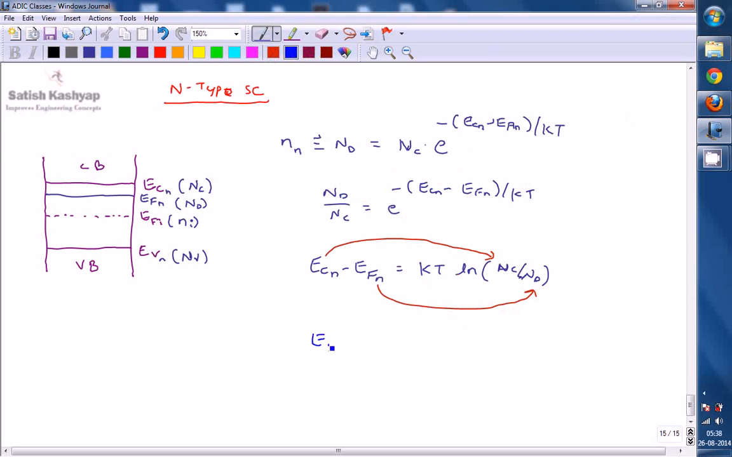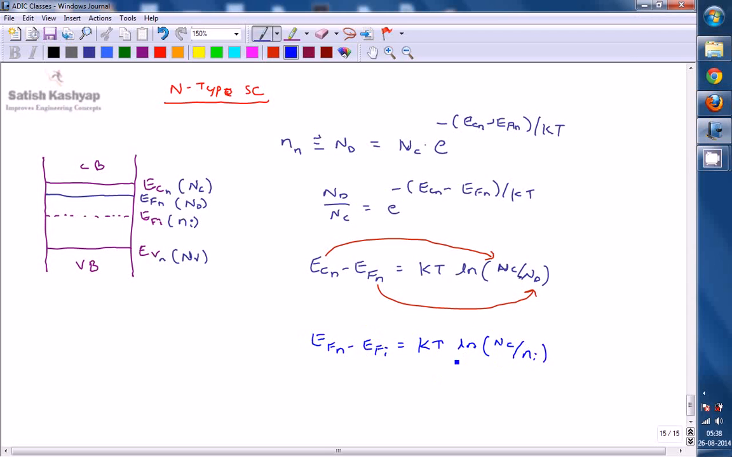For example, EFN minus EFI, that is the relative distance of the Fermi level of n-type with respect to the intrinsic Fermi level. EFN minus EFI is nothing but the distance of the n-type semiconductor Fermi level with respect to the intrinsic Fermi level. This we can write as KT natural logarithm of NC divided by Ni. NC is related to EFN, EFI is related to Ni. So this equation again we are going to use in the PN junction energy band diagram.